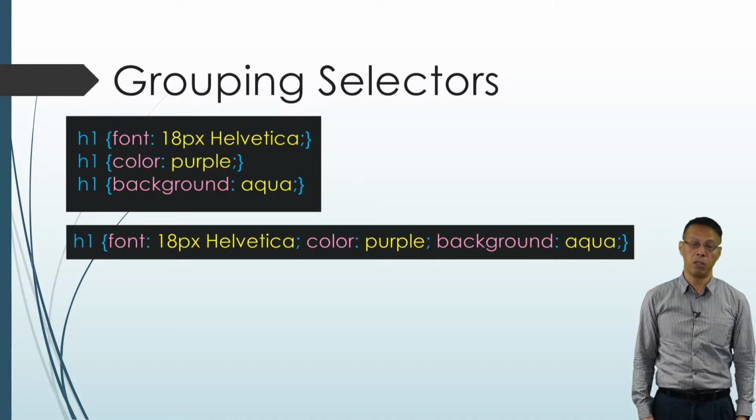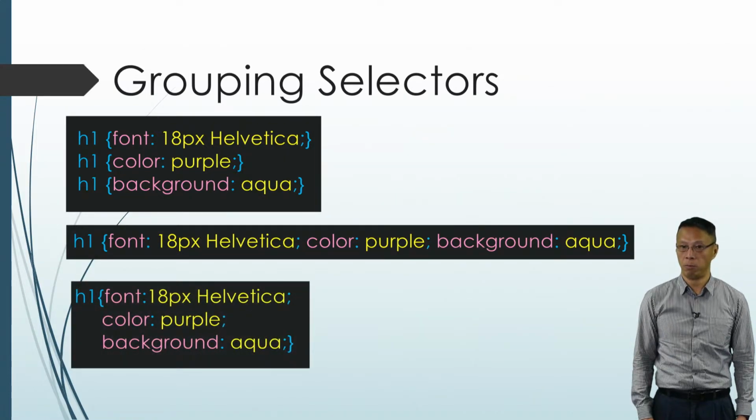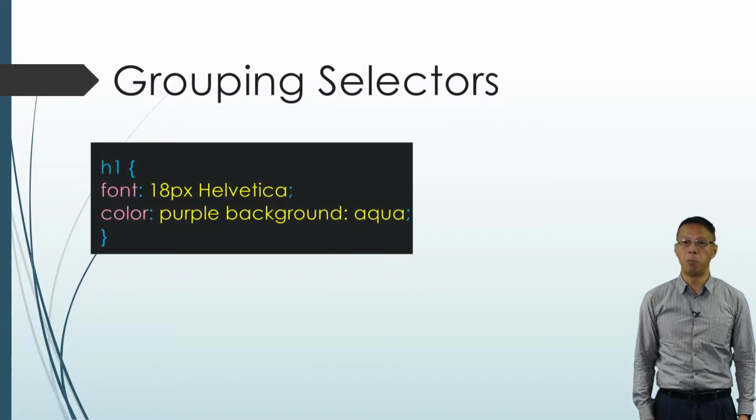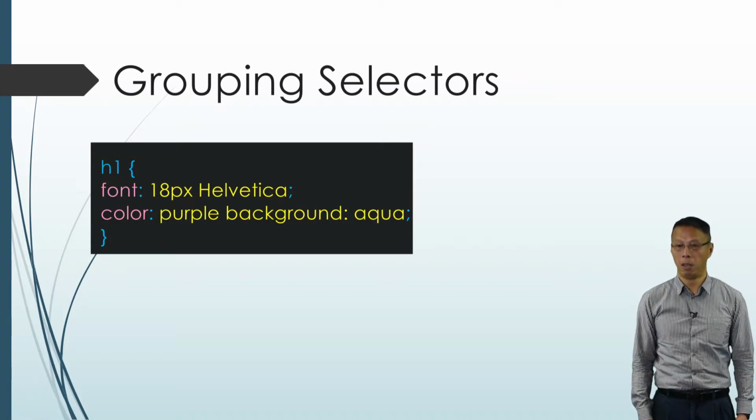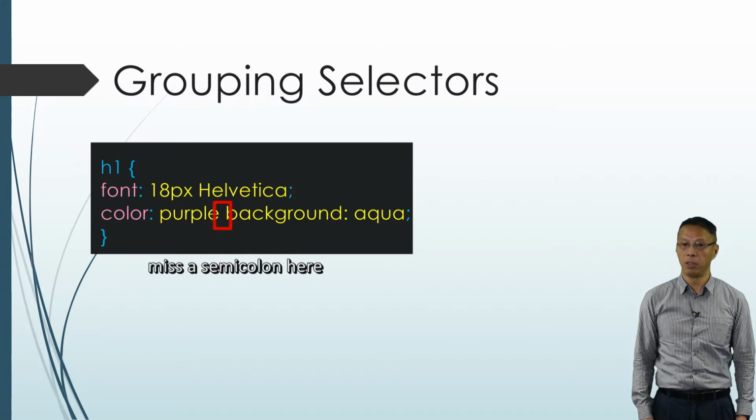Now, because sometimes we have the length problem, we may want to introduce another way to declare our H1 as a group. So the second way is every declaration becomes a separate line. Now remember, we cannot break the property value as in the third example here, because introducing a new line for the third one, background aqua, does not work. So remember, only the first two work.